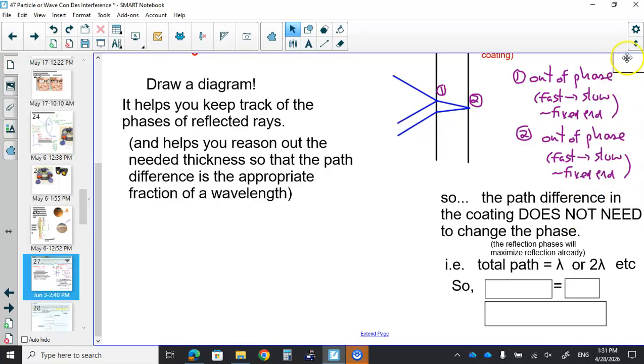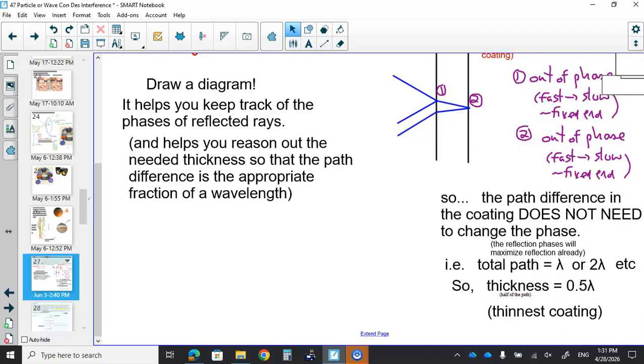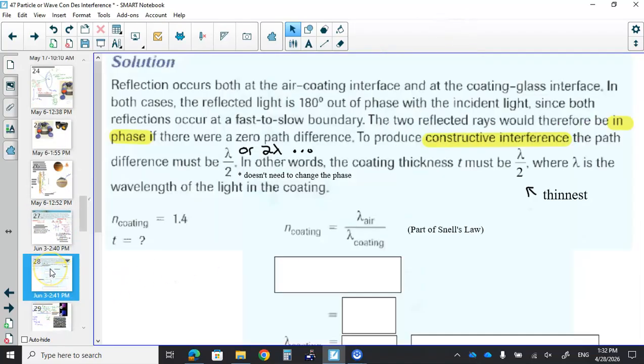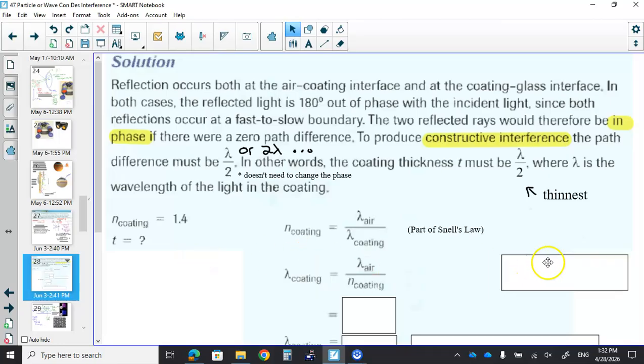So if we had a total path of wavelength or 2 wavelengths or something like that, that'd be fine because we wouldn't be changing the phase, right? So that means that half and half has to add up to a whole or a 2 or whatever. And so a nice thin thickness would be a half wavelength. If you can make a thickness a half a wavelength of your thinnest coating, other than so thin that it doesn't contribute anything, I suppose, which might be engineering-wise impossible to do. So if you can get a 0.5 wavelength coating, that's going to maximize reflection and therefore minimize transmission, reducing the amount of heat that gets into your room. Okay, so that's what this was here.